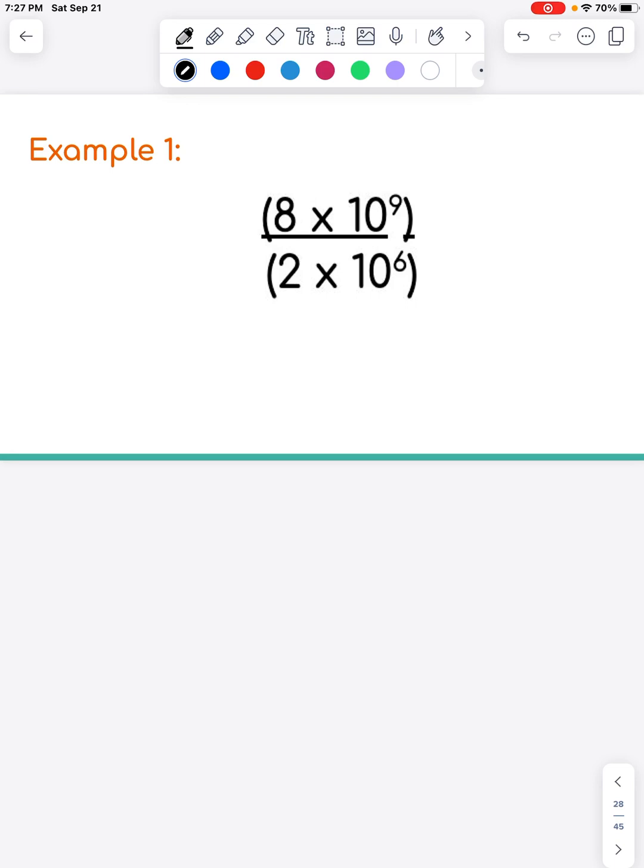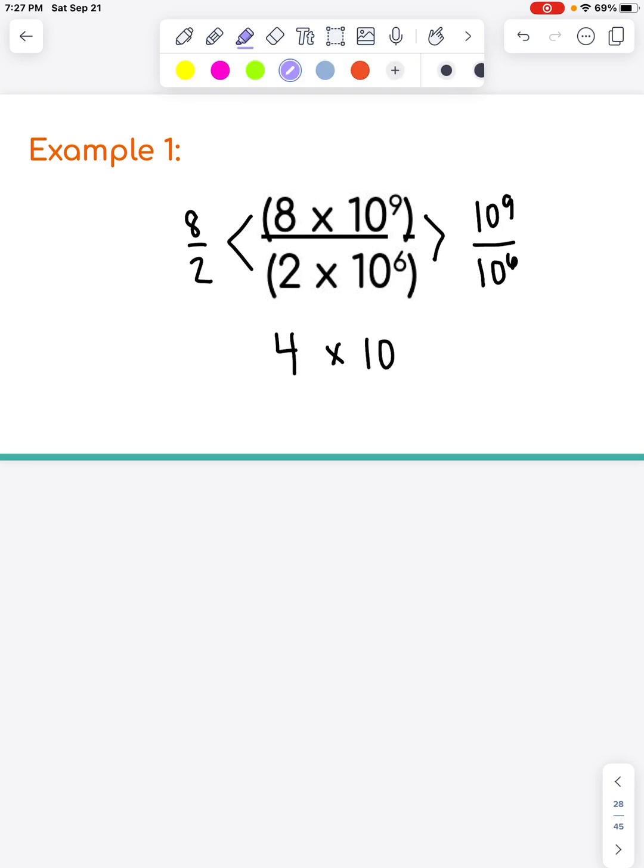So I have 8 divided by 2, and I have 10 to the 9th divided by 10 to the 6th. 8 divided by 2 is going to give me 4. 10 to the 9th divided by 10 to the 6th. I'm going to keep my base, and now this time I need to subtract my powers. So 9 minus 6 is going to give me 3.